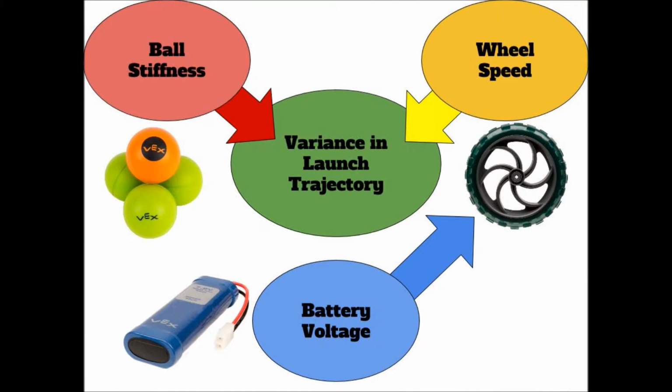There are many variables that your robot will encounter in trying to maintain a constant trajectory when throwing the balls. These variables are ball stiffness, battery voltage, and wheel speed. This video will address how to counteract the variables of wheel speed and battery voltage through the use of a PID control loop.